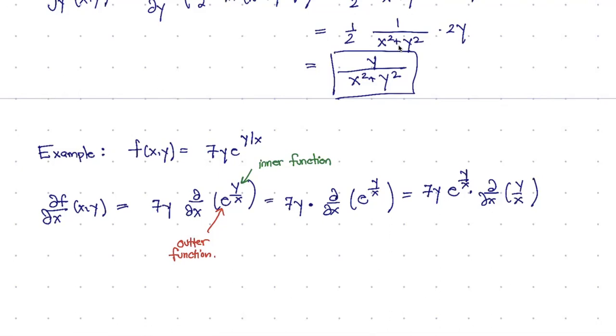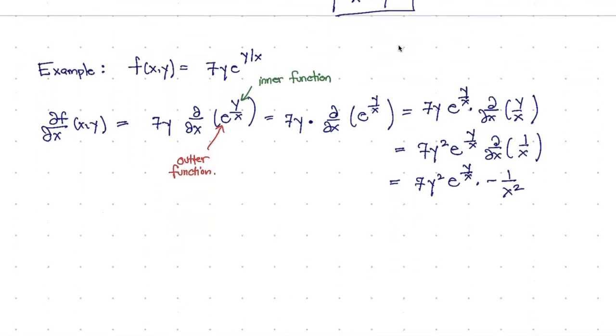Y, of course, again, is going to be a constant. You can just pull that out directly and get 7y squared e to the y over x d/dx of 1 over x, and now you can just apply an ordinary derivative to 1 over x, which would be negative 1 over x squared. And so your derivative in this case would be 7y squared e to the y over x all over x squared with a big negative on the outside.